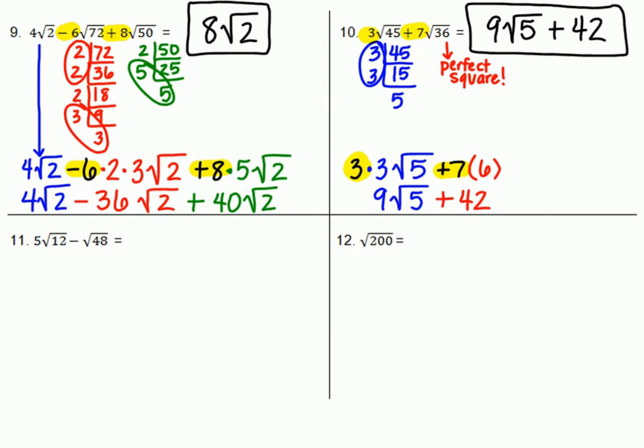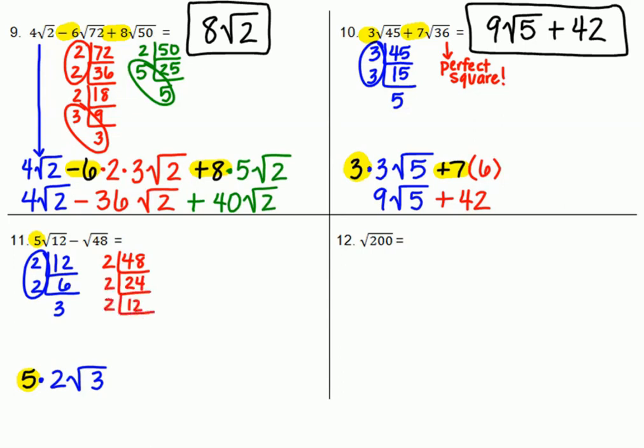Number 11, let's start by simplifying each square root. Okay, on the first part, I have a 5 on the outside times the 2 that comes out as well, and a 3 that's left over. Now 48 can be simplified. It's 2 times 24, which is 2 times 12. And it just keeps going with a bunch of 2s, and then finally a 3, which is where I stop. So I've got 2 pairs of 2s and a leftover 3.